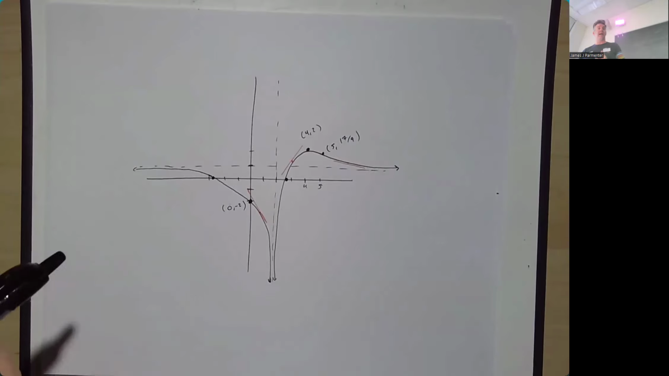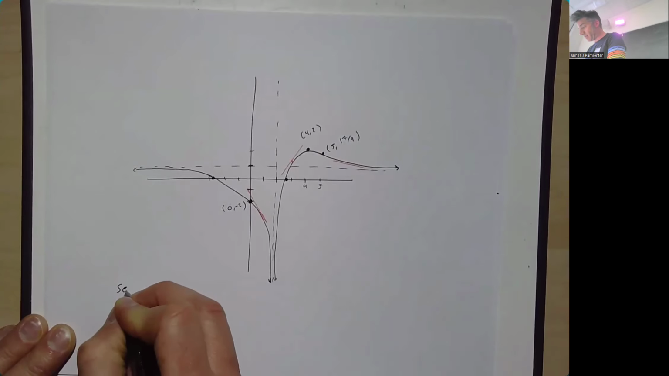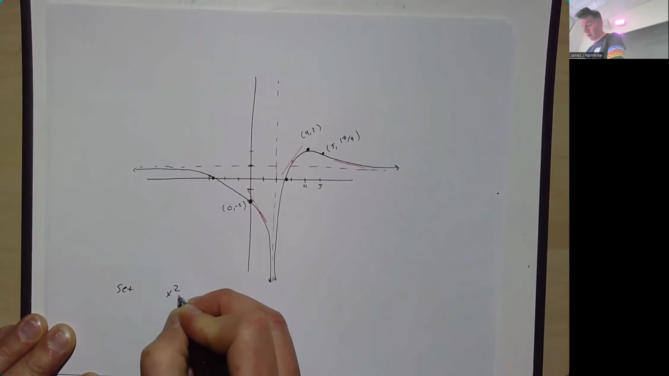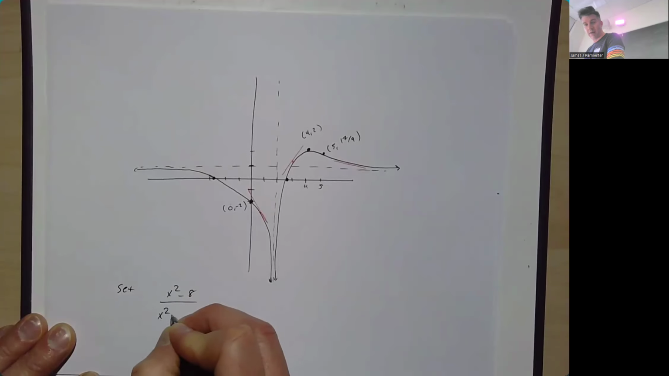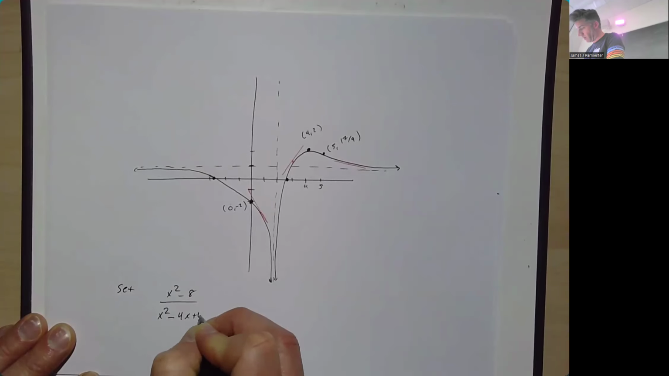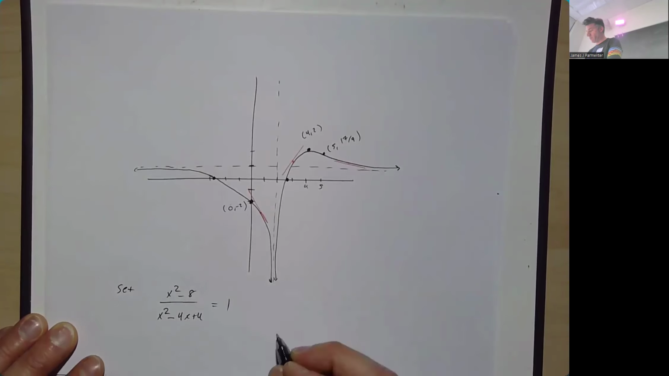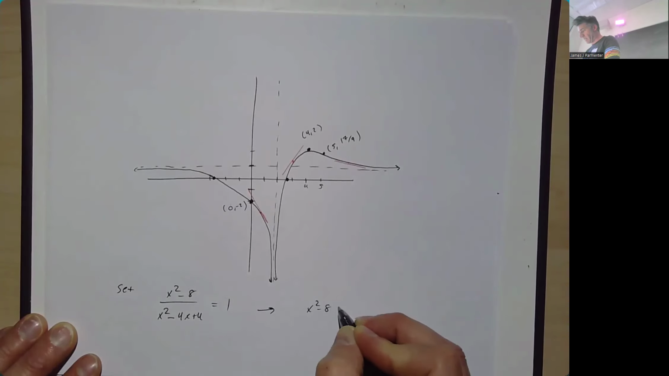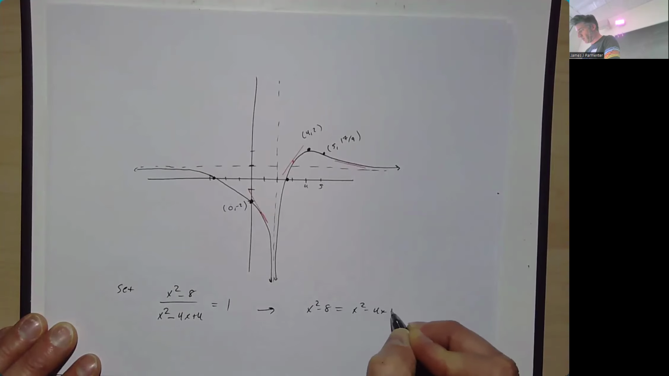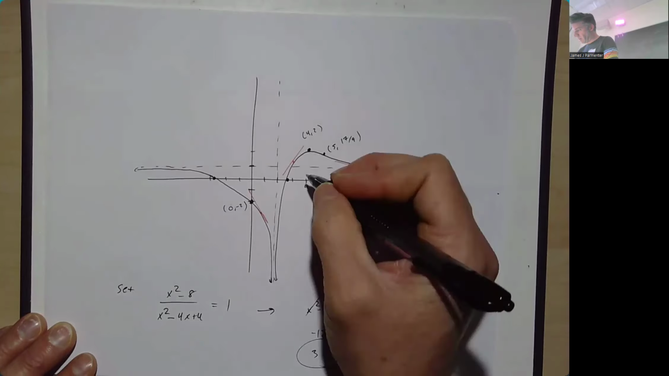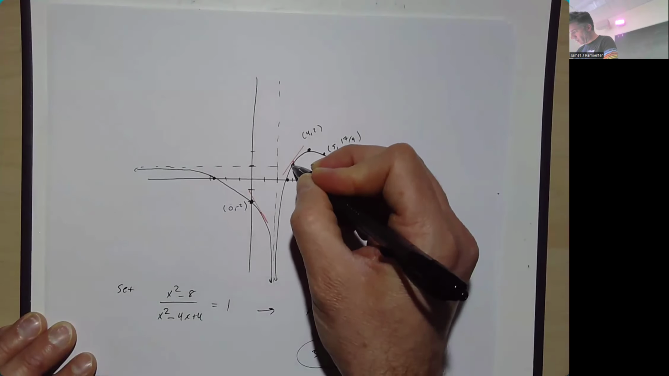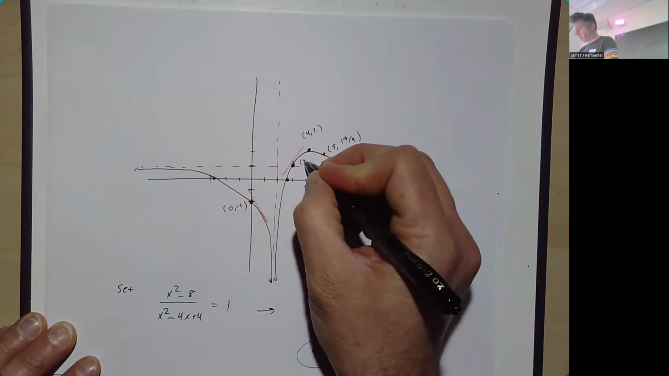Well, that's easy to find. The horizontal asymptote is y equal to 1. So you literally set your function x squared minus 8 over x squared minus 4x plus 4 equal to 1, and then solve. So we'd have x squared minus 8 equal to x squared minus 4x plus 4. The x squareds cancel. Subtract 4, you get negative 12 equal to negative 4x, x equal to 3. So this point where you cross the horizontal asymptote is 3, 1.